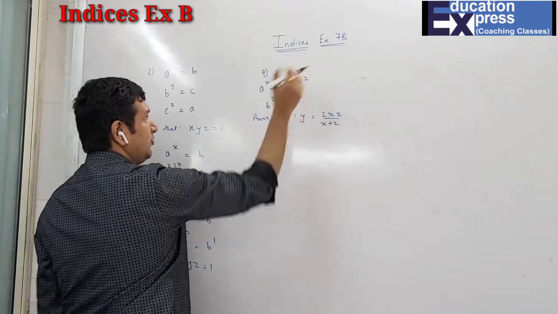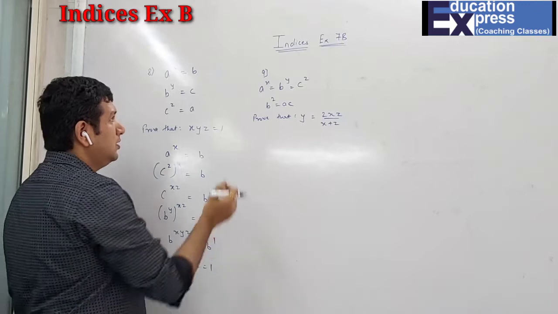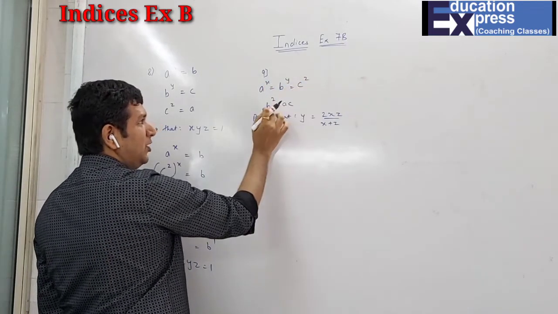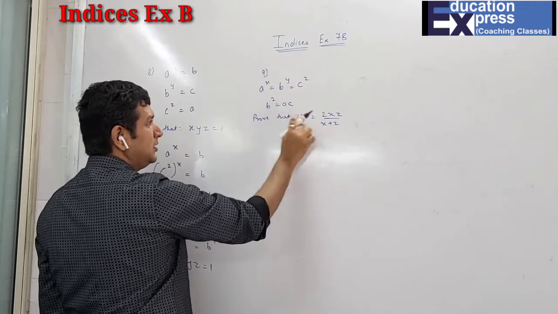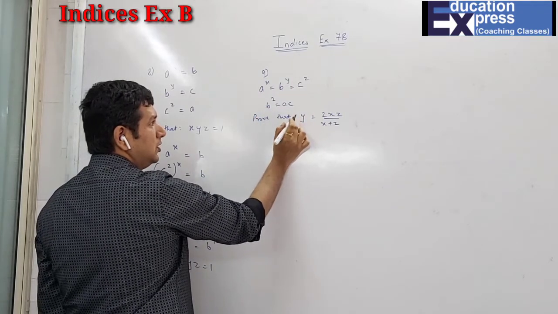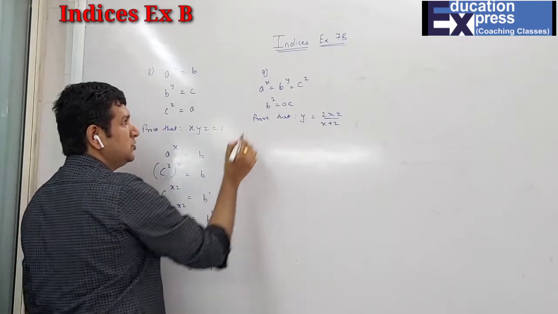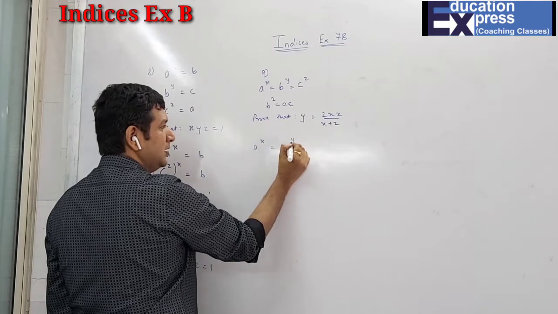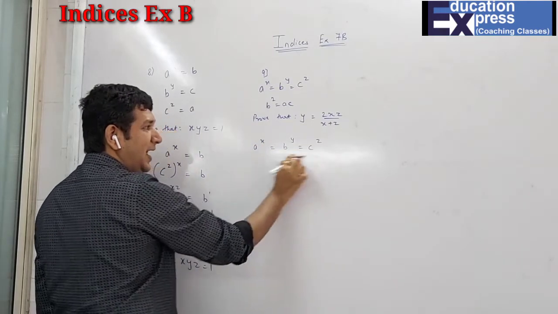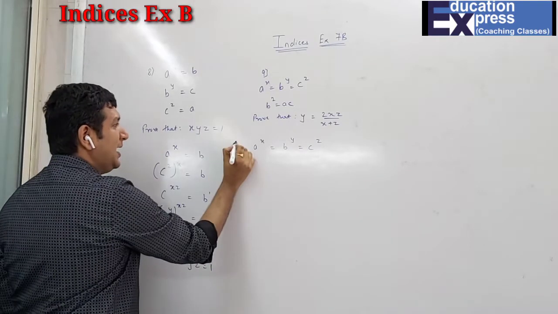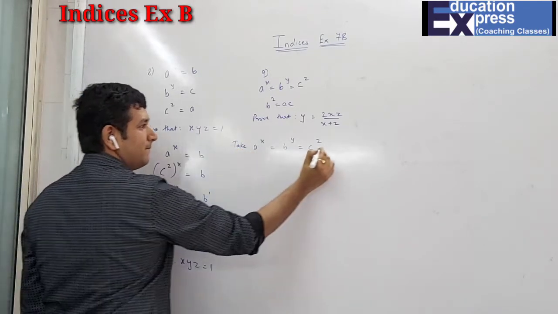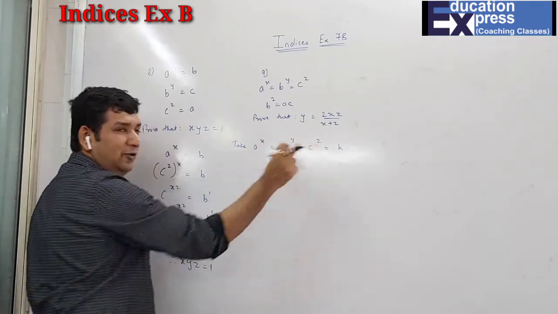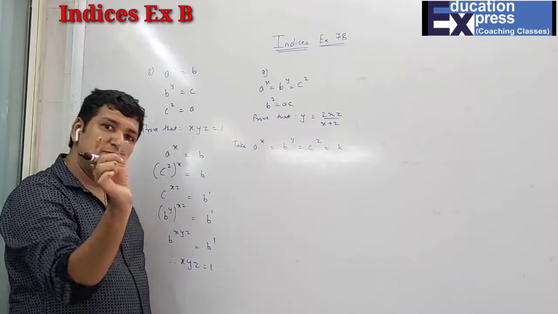Now here, question 9 and 10 are almost same. They have given us a raised to x equals to b raised to y equals to c raised to z, and also they have given us b square equals to ac. Then prove that y equals to 2xz upon x plus z. So students over here, whenever they have given us certain things equal which do not have the common base, take that as k. Why? Because I am making everything equal to k, so I can get everything in terms of k.